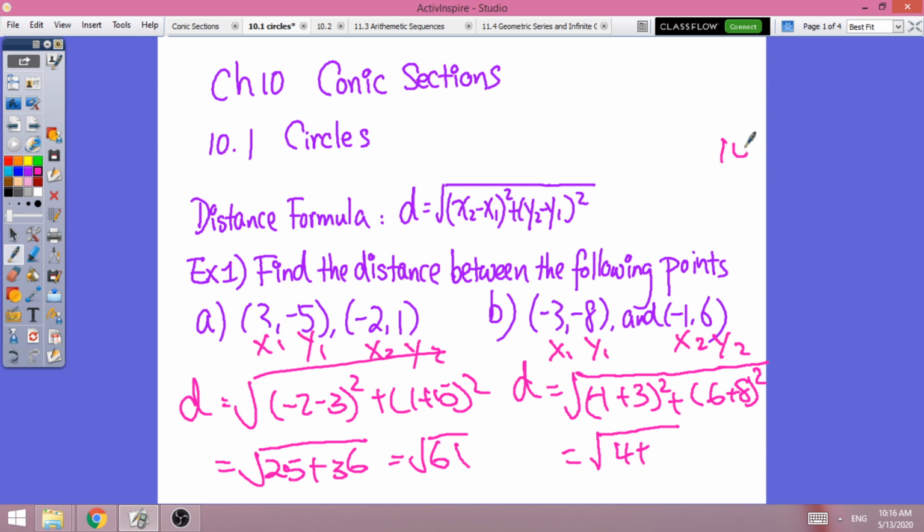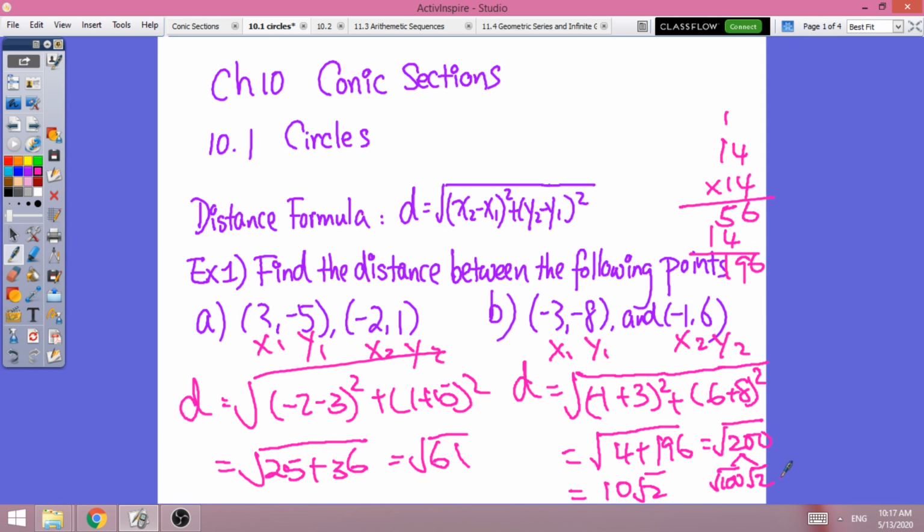So what's 14 times 14? For those of you who are not quite sure, 4 times 4 is 16, carry the 1. 1 times 4 is 4, plus 1 is 5. 1 times 1 is 1, which gives 196. So 196 plus 4 is 200. This is a non-perfect square number, but we can simplify it by breaking it apart into a perfect square number and a non-perfect square number. So we have 10 root 2. Again, try the factor tree: 200 can be split into 100 times 2, where one is a perfect square and the other is not.